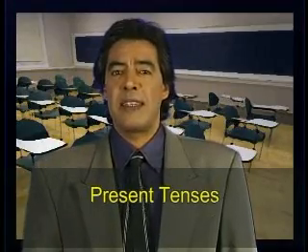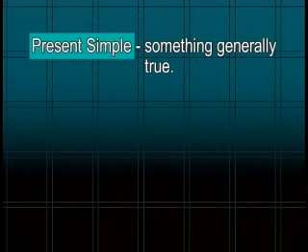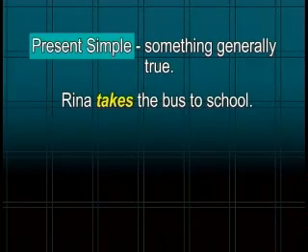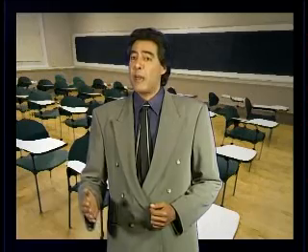Let's look at the present tenses. Present simple tense does not usually describe something that is happening now. It describes something that is generally true. For example, Rena takes the bus to school. This sentence does not describe an action happening now. It describes an action that happens every day.